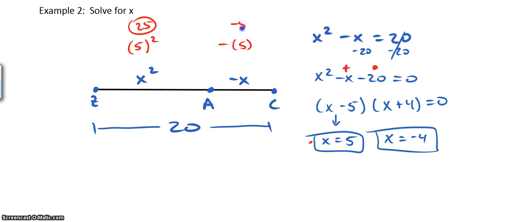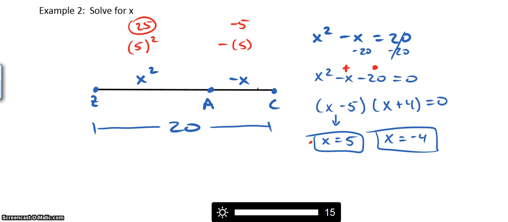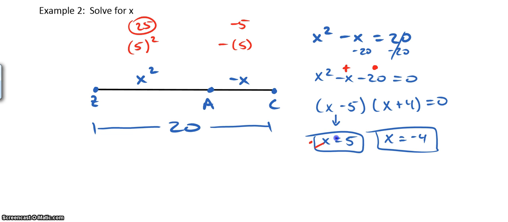of 5, which gives me negative 5. So can AC be negative units long? No. That's impossible, so 5 actually doesn't work.